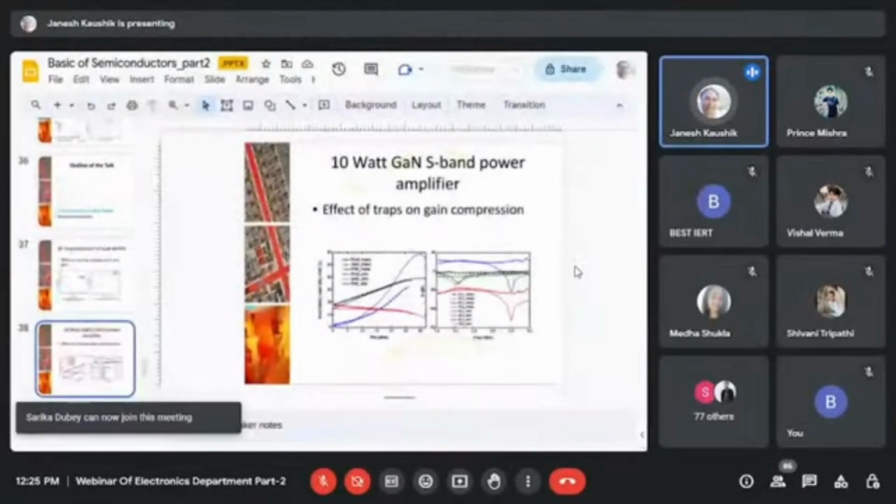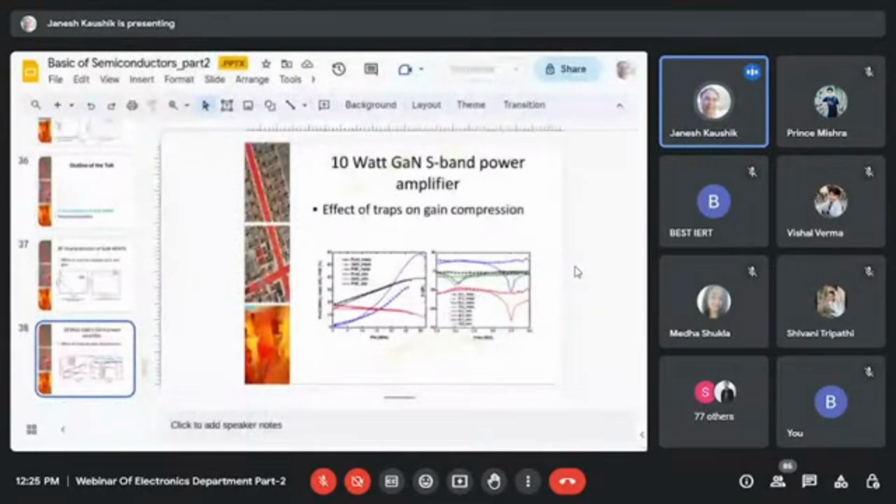So this is the main challenge. Still we are living with this type of problem, and we are using different technologies, just like base stations of mobile technologies, which are currently using gallium nitride technology. Why? Because nonlinearity we can filter out, but there is one more advantage, the power added efficiency.